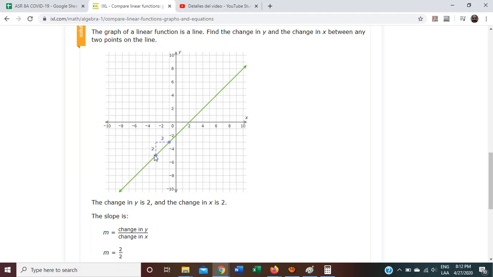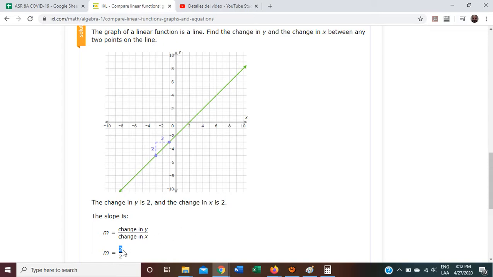They're using these two. For example, the change in y, remember, this axis is y, and this axis is x. So first we need the change in y. So in this point, what is the value of y? The value of y is -3. And in this other point, what is the value of y? The value of y is -5. So what is the difference, or what is the change from -3 to -5, or from -5 to -3? The change is 2. So 2.